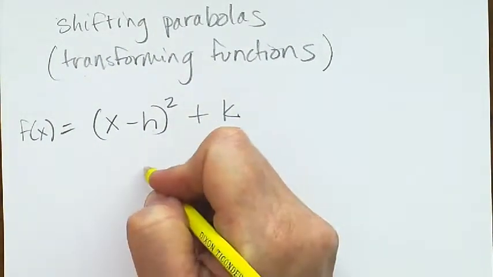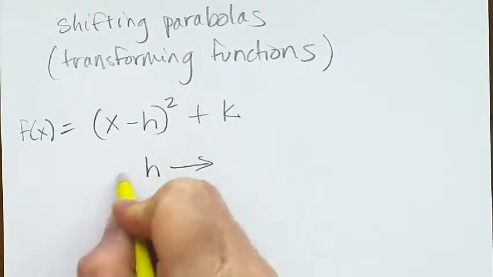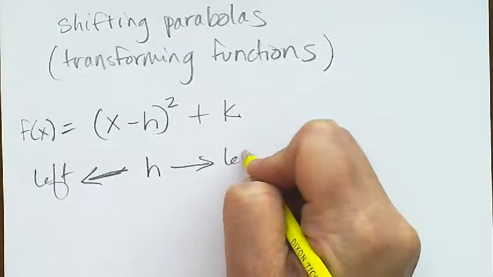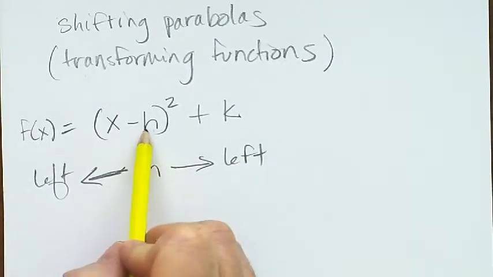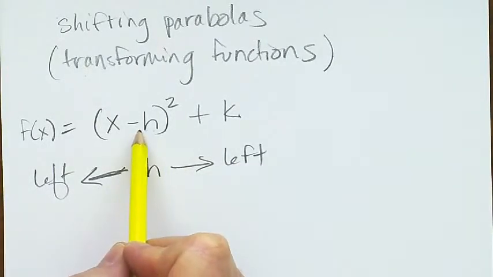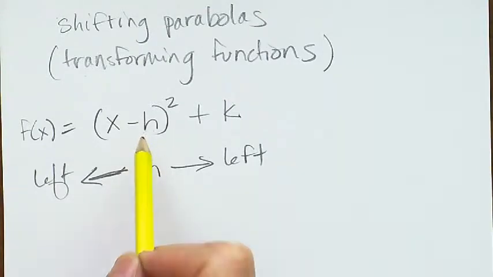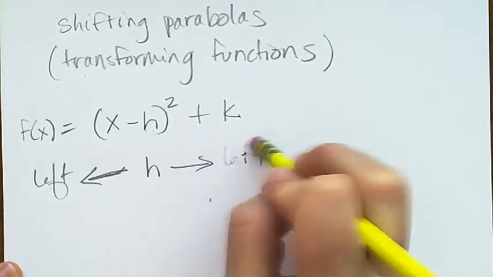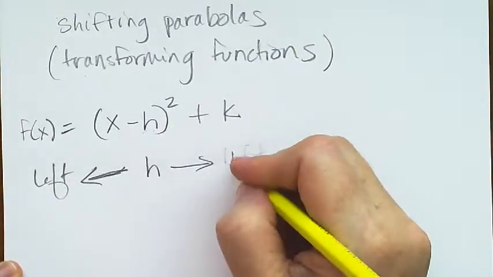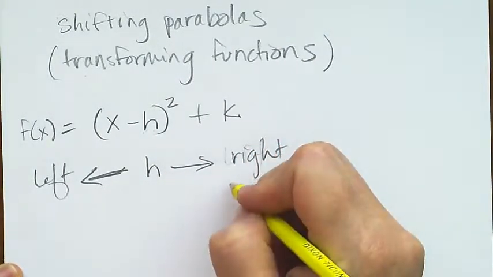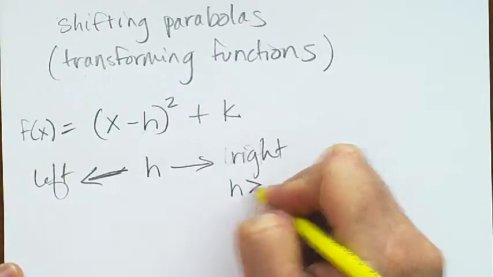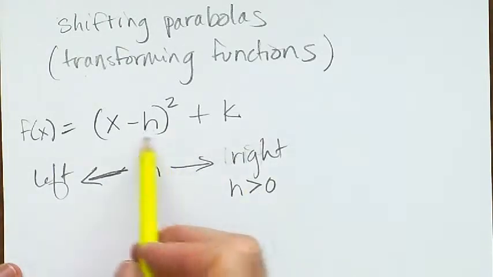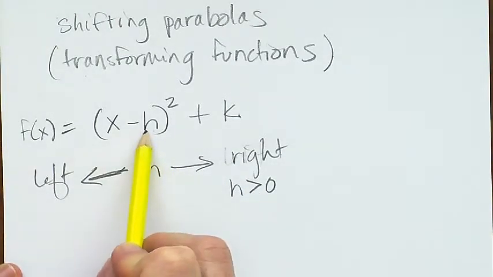H is going to move the graph horizontally. It's going to move it left or right. And you would probably guess that this is moving it to the left, but it actually moves the graph to the right. Because if H, whoops, I wrote left and left. If H is positive, H is greater than 0, then it's going to move my graph to the right.